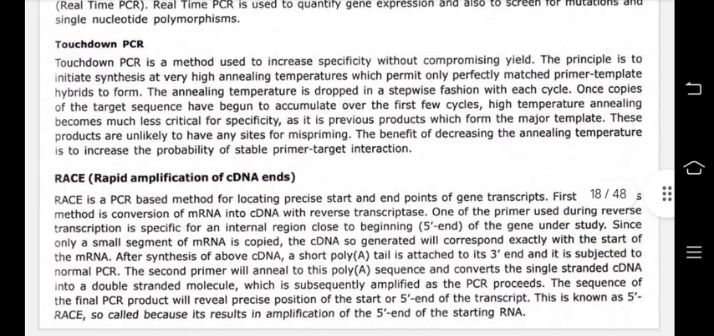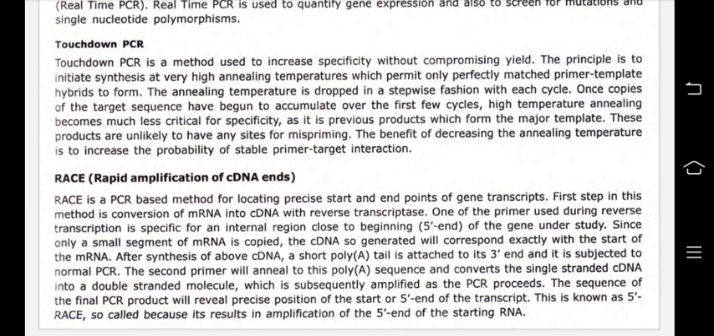Then touchdown PCR. Touchdown PCR is a method used to increase specificity without compromising yield. The principle is to initiate synthesis at a very high annealing temperature, which permits only perfectly matched primer-template hybrids to form. The annealing temperature is dropped in a stepwise fashion with each cycle.